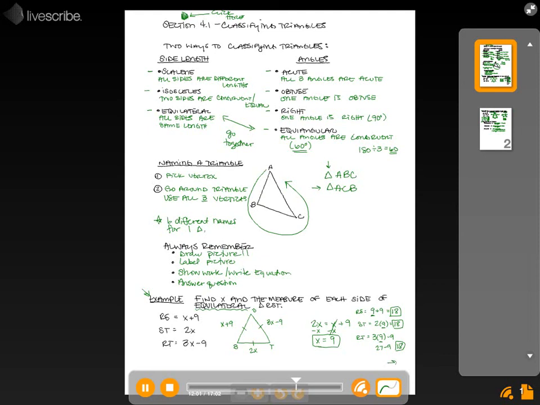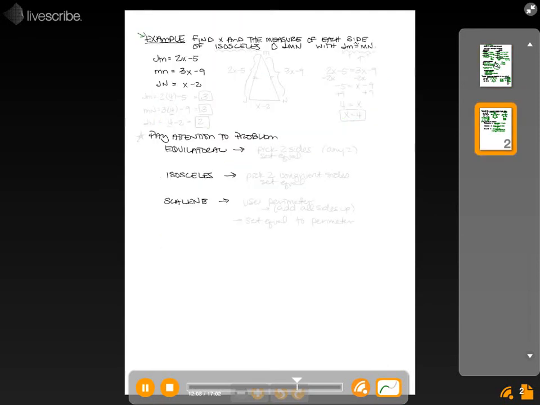Alright, let's look at another example. It's going to be the same type of example, but it's going to be a different kind of triangle. So our second example here says find x and the measure of each side of isosceles, different vocabulary word this time, triangle JMN with JM congruent to MN. That means that these are our two congruent sides. Okay, so they need to be marked congruent in our picture. Remember, isosceles means that two of the sides are the same length. Well, it tells us which two are the same.